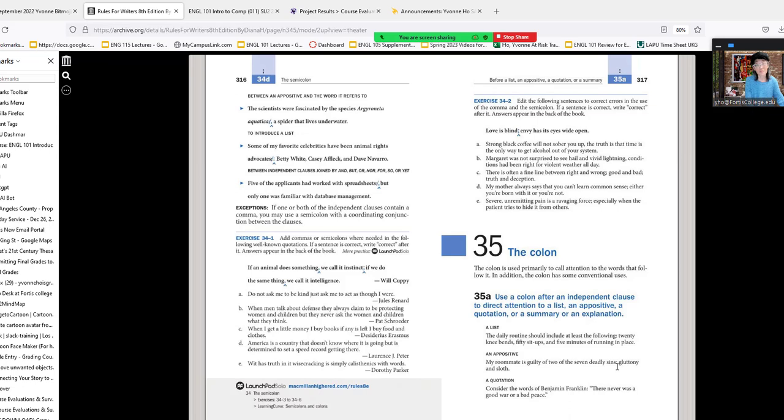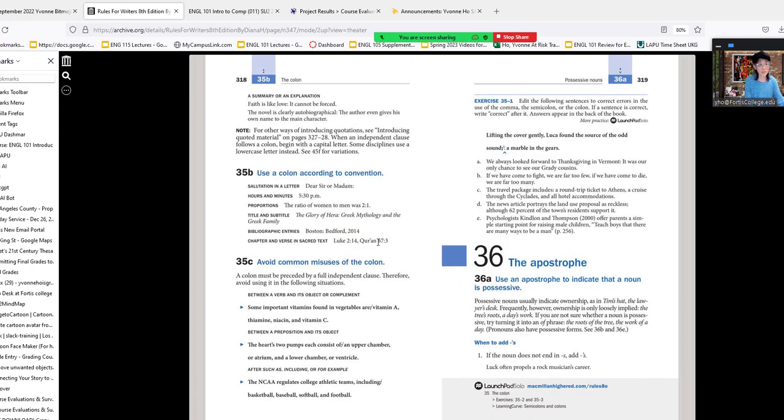Then you have, that's kind of like a list. Gluttony and sloth. A quotation. Consider the words of Benjamin Franklin. So whenever you want to set something off like a list or a quotation or a positive, then we use a colon. Colons are used to call attention to something. A summary or an explanation.